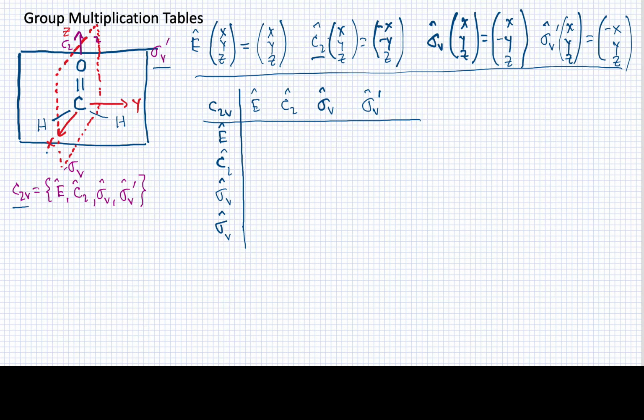All right, so the way we're going to work is we're going to use this operation to operate on the vector first, followed by this. So this is first, and this is second.